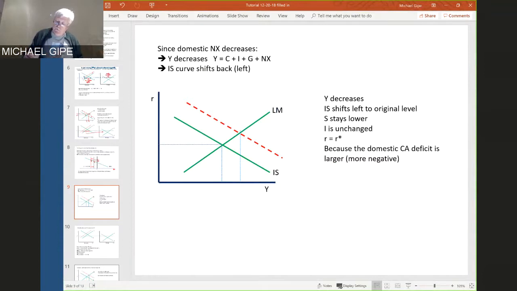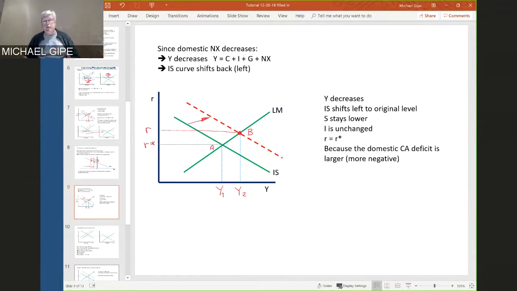So what we have is initially the IS curve shifts out to the right, and we would go from our original equilibrium point here with the real world interest rate and our starting output. We would tend to push the IS curve out to the right, and that would tend to push the interest rate up. We would expect a new equilibrium at this point with an output increase to Y2 and a new higher interest rate there.